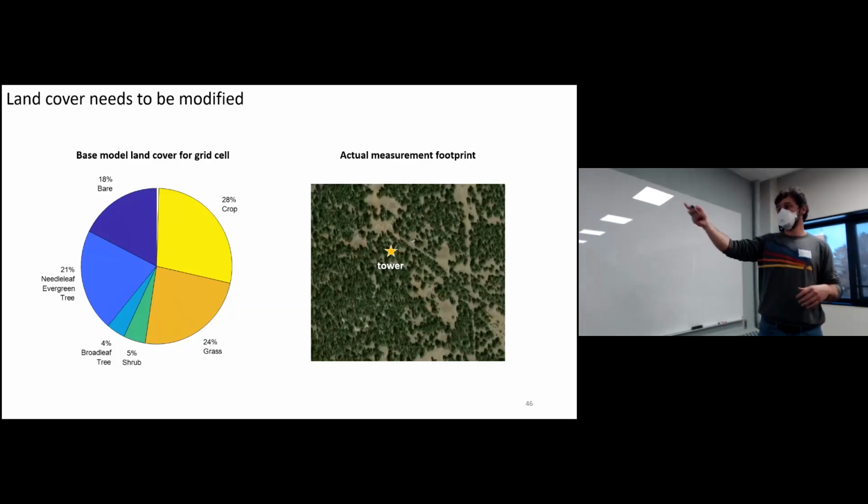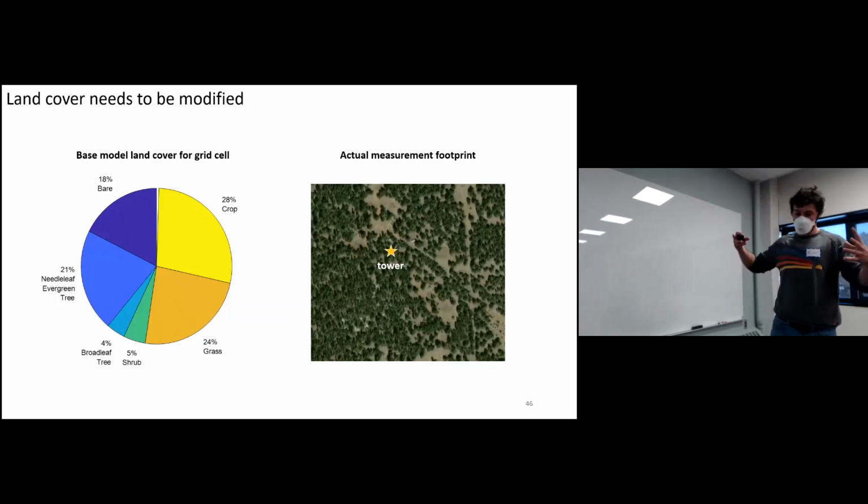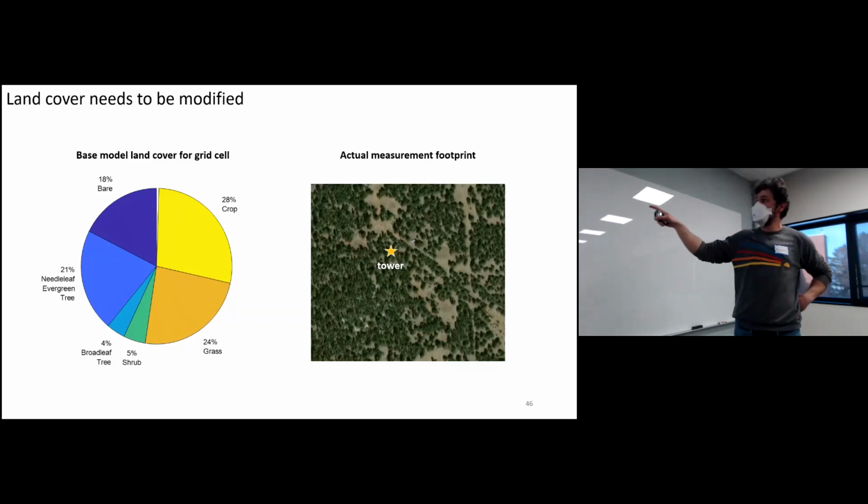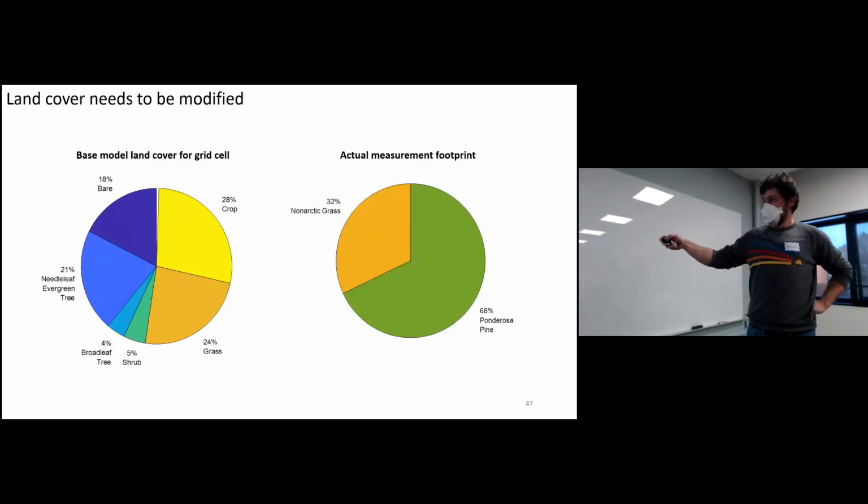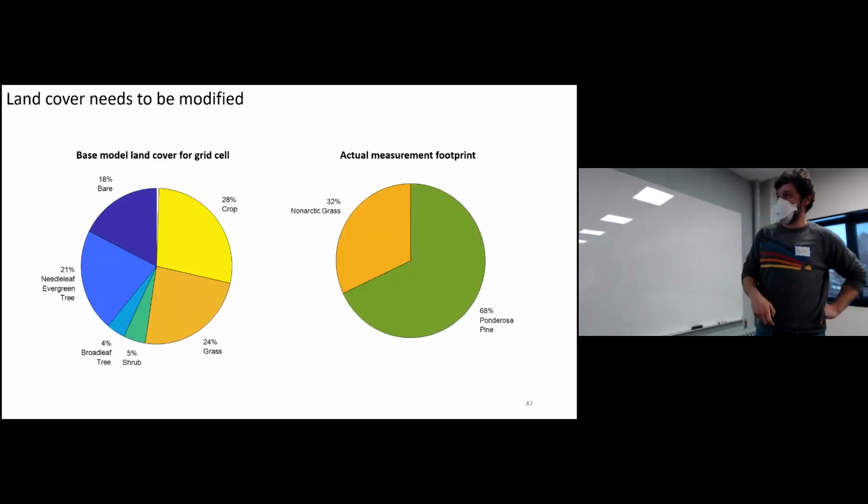So on the left is what the model thinks our footprint should be containing, because it's really just a larger grid cell. But what we really see here are a bunch of trees and grass. So I took the image and just counted how many trees there were, took a land fraction based on that, and said it was either ponderosa pine or grass.